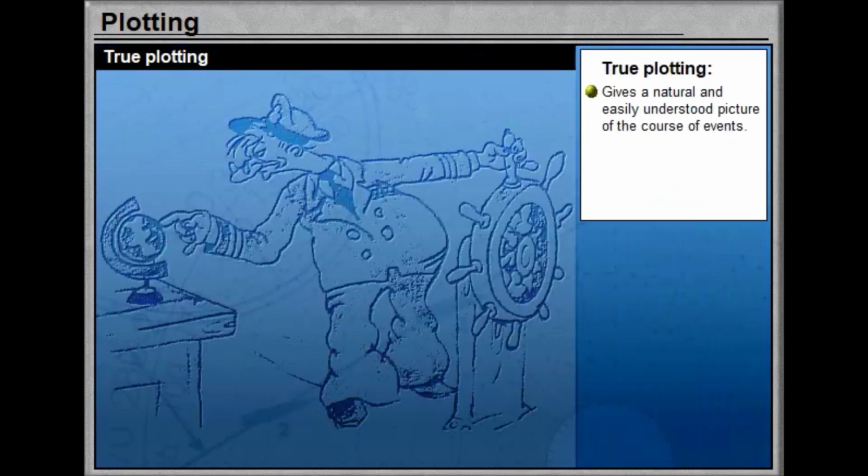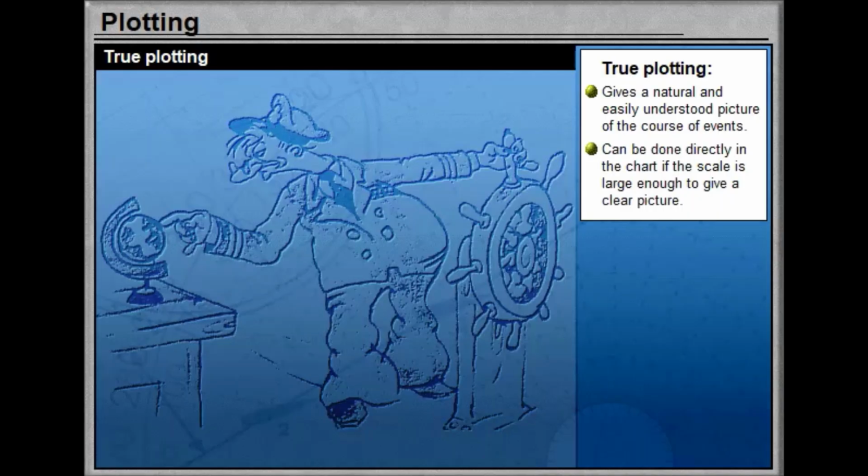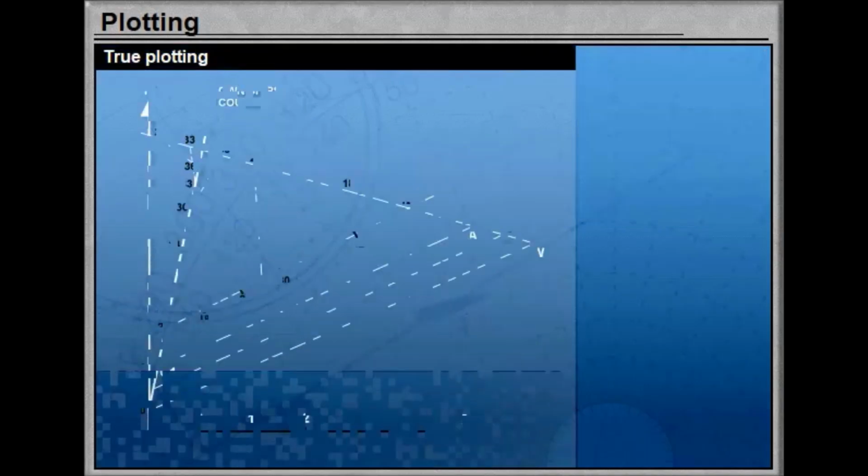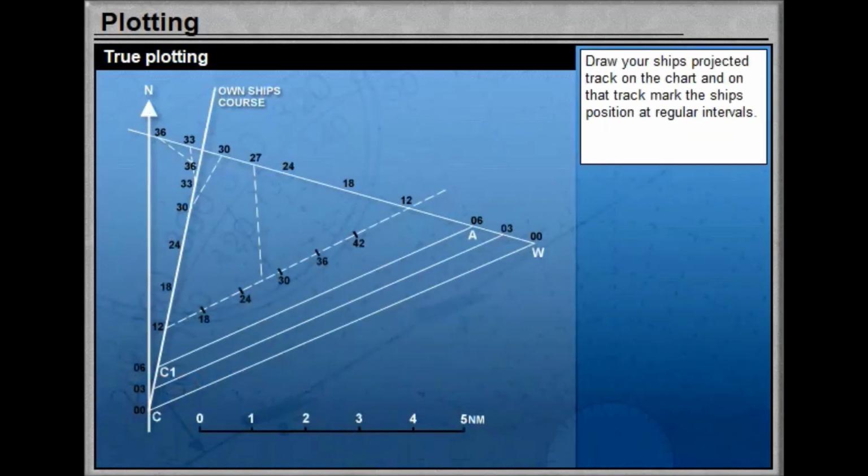True plotting has the advantage that it gives a natural and easily understood picture of the course of events. True plotting can be done directly in the chart if the scale is large enough to give a clear picture. Draw your ship's projected track on the chart, and on that track mark the ship's position at regular intervals. Own ship's course is 10 degrees, speed 8 knots.